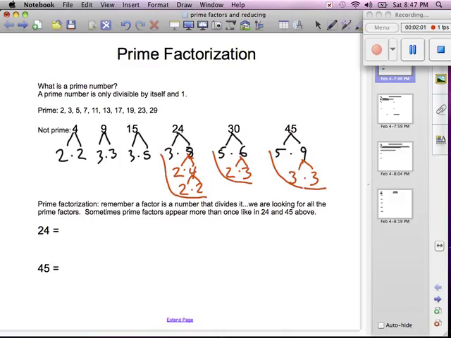Now we usually write these in order from smallest to largest, but when you're doing these little trees or scratch work, just get it all down. It doesn't matter the order.